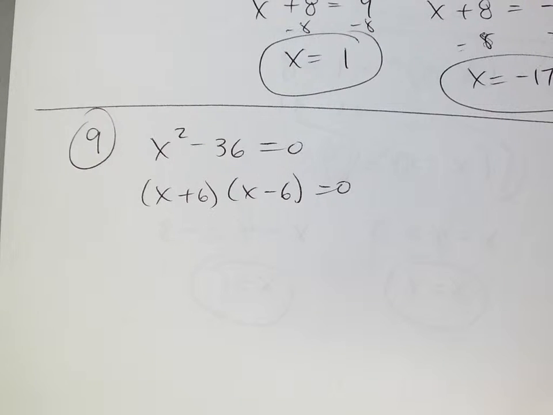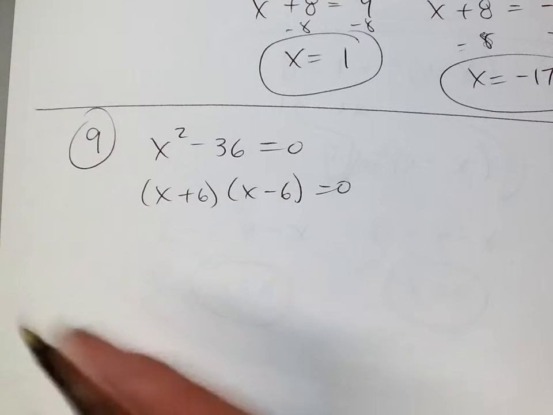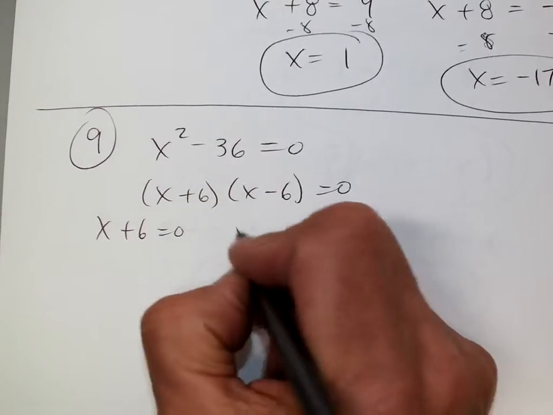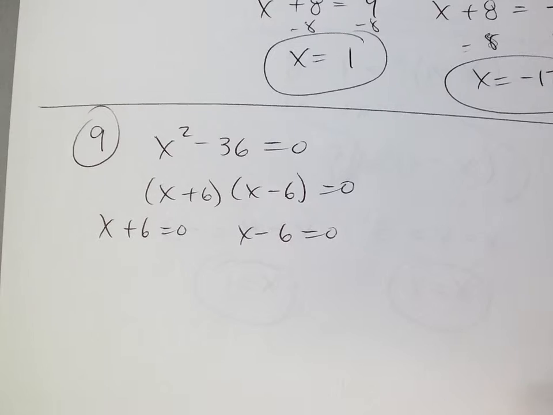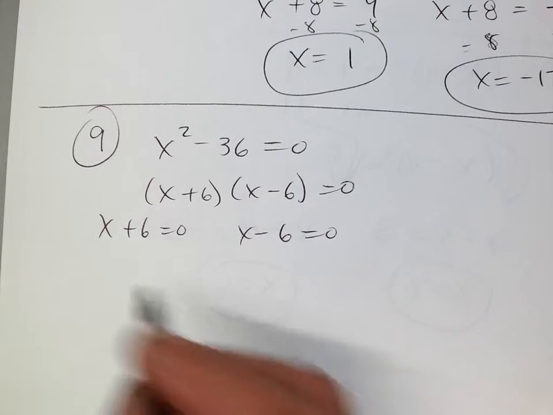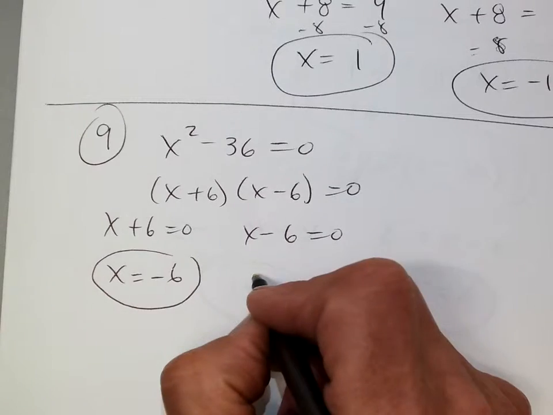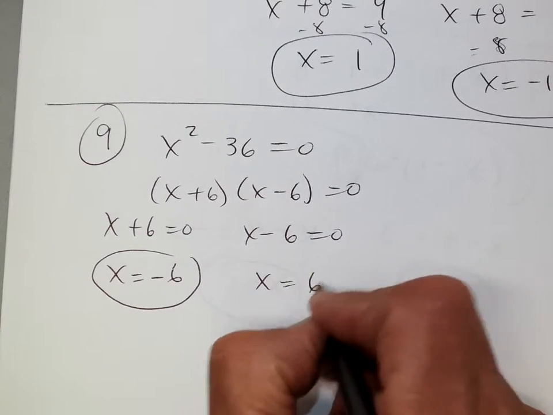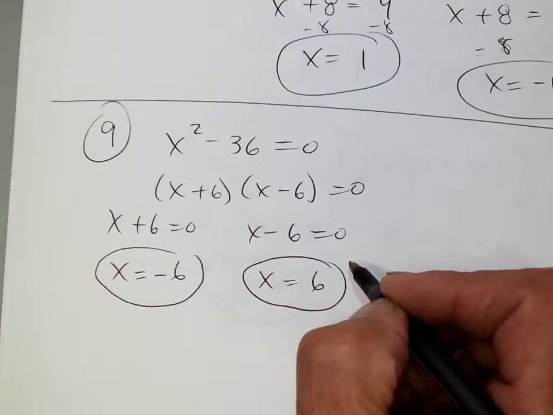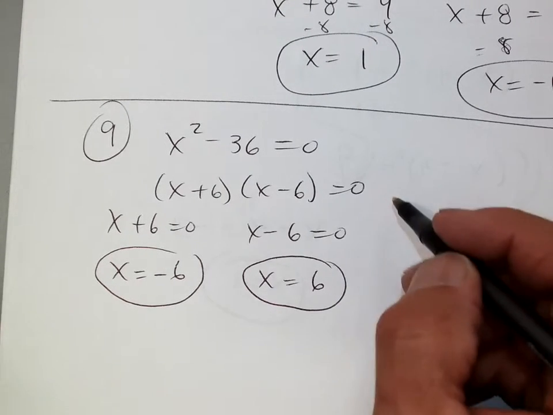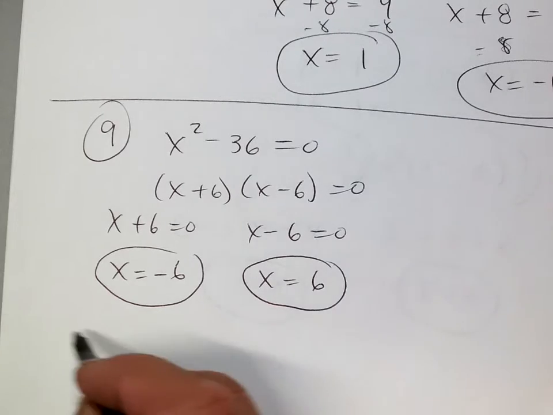But those aren't the answers. The answers come from our mini equations, right? So if we had an x plus 6 equals 0 and an x minus 6 equals 0 for our mini equations, right? One answer is negative 6, and the other is the positive 6. Easy. Easiest question on the test, right there. Okay, 10.